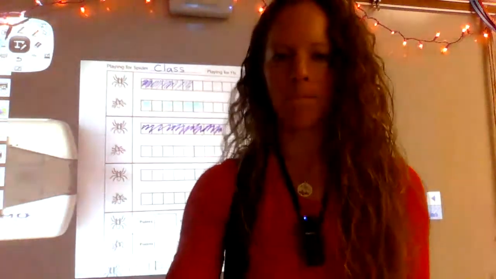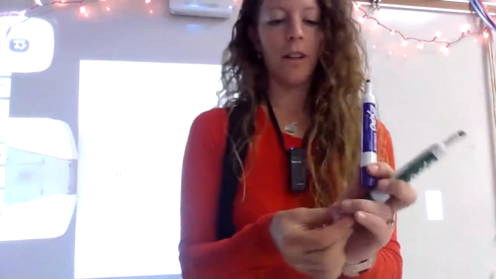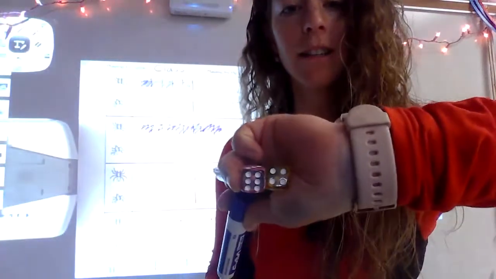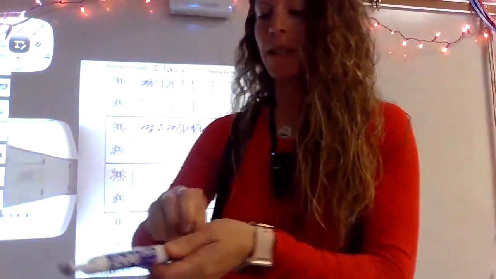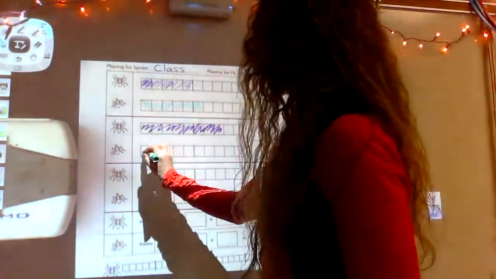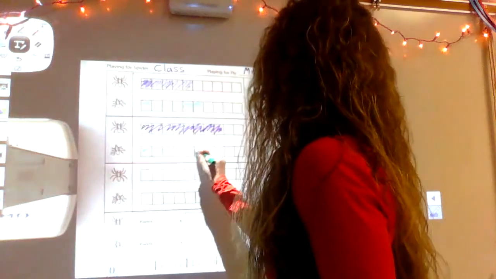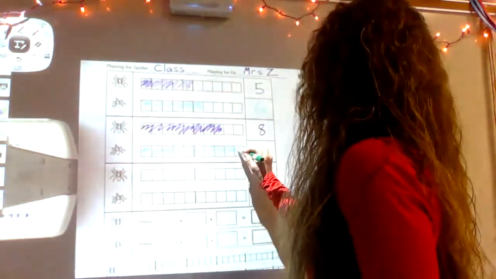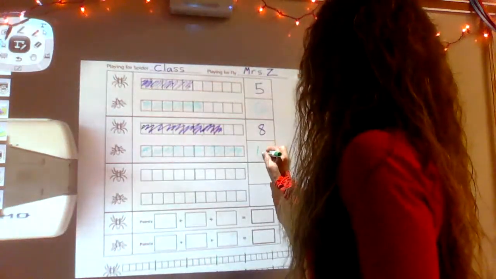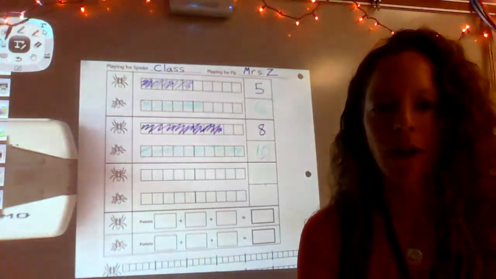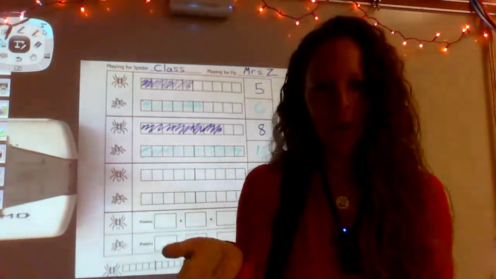My turn. Ooh, I rolled a 6 and a 4. 6 plus 4 equals, you're right, 10. So far, who's in the lead? You or me?